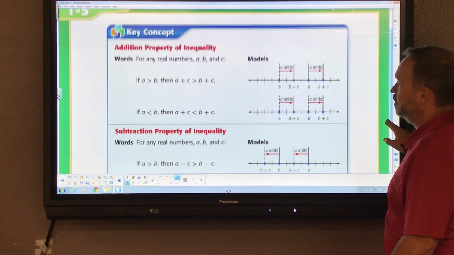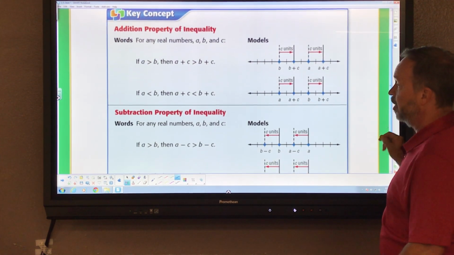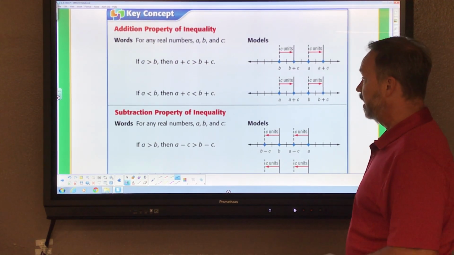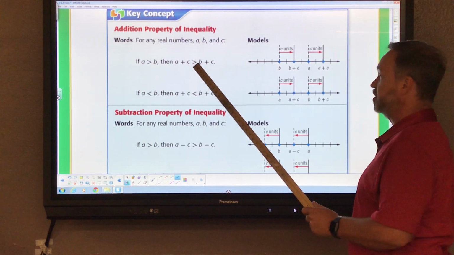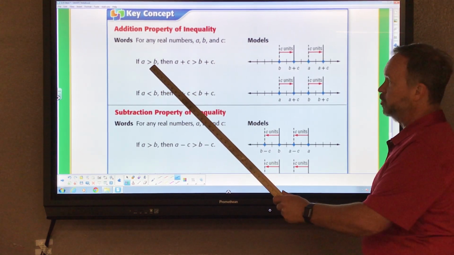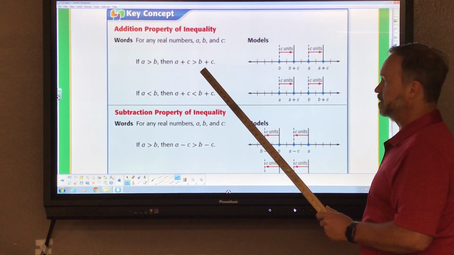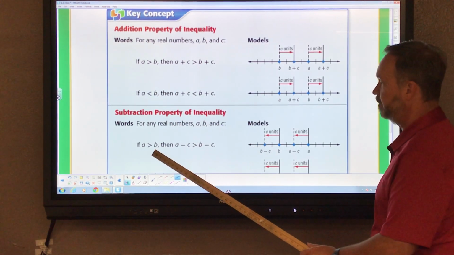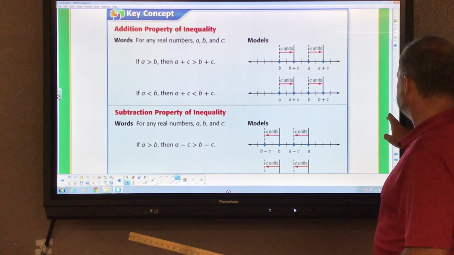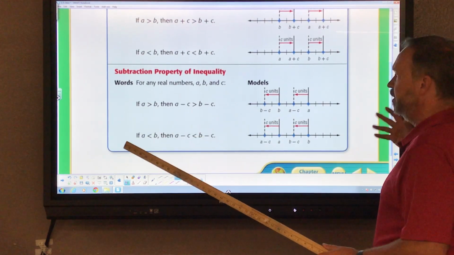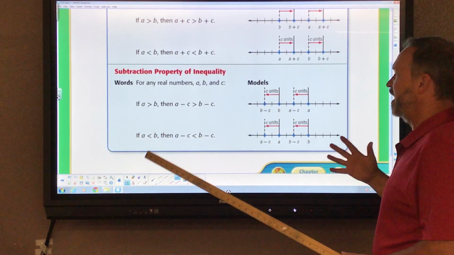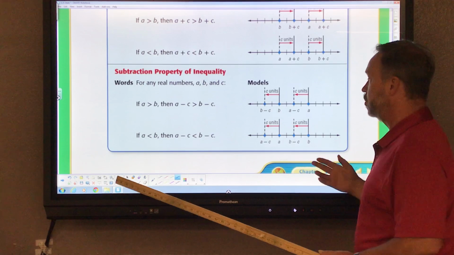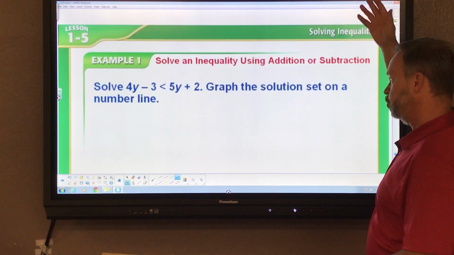And so as I mentioned, those properties of equality and properties of inequality, we can add and subtract both sides, no problem. If A is greater than B, you can add both sides; if A is less than B, you can add both sides. Same thing can be said about subtraction. No problem. We still maintain the same inequality. So that's very easy, as the one we just did.